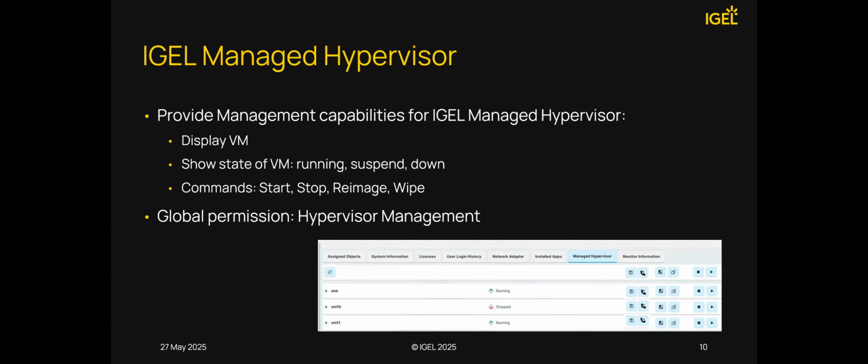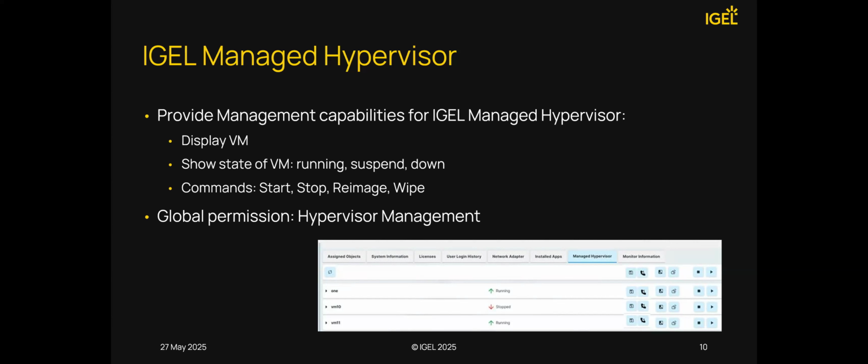Perfect, great. So I just want to focus here on the UMS side of the feature. So with UMS 12.8, it's now possible to manage IGEL managed hypervisors in the UMS. So you can display all the VMs in the device detail section of devices. So you can see the state of the VM, if it's running, if it's stopped. And of course, you can send specific commands to the VM, like start, stop, reimage, or even wipe the VM.